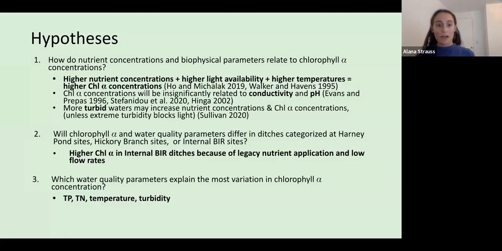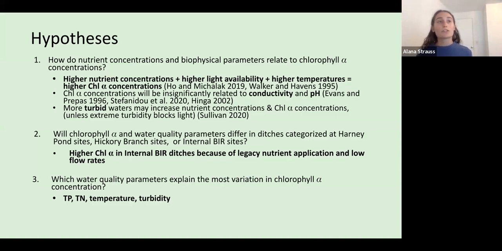So I thought that higher nutrient concentrations and higher light availability and higher temperatures would all lead to higher chlorophyll A concentrations. I also thought that conductivity and pH would be insignificantly related to chlorophyll A, and that more turbid waters would increase nutrient concentrations, and therefore chlorophyll A concentrations. So then I thought that higher chlorophyll A in internal Buck Island Ranch ditches would happen because of legacy nutrient application and low flow rates within those sites.